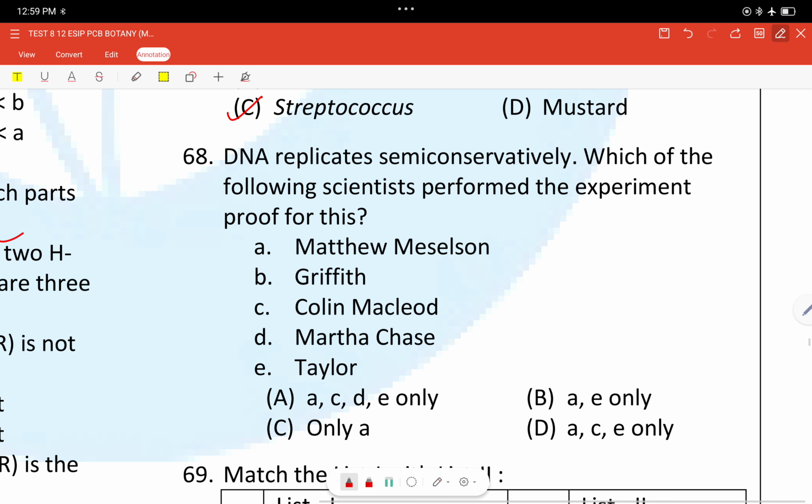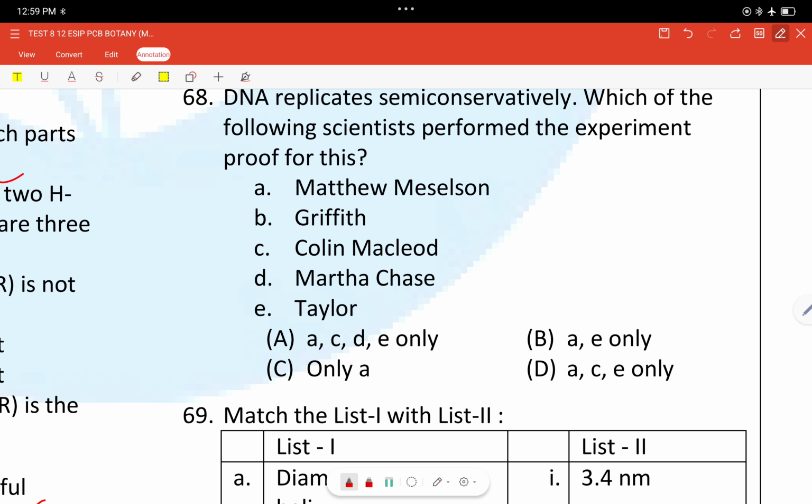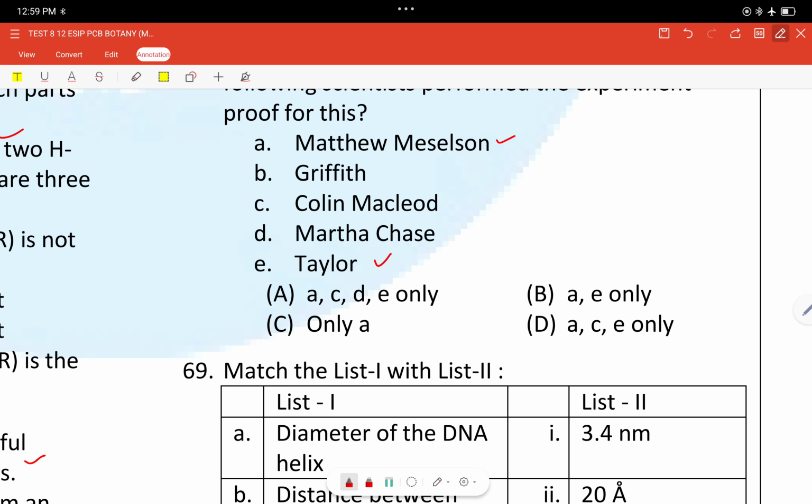DNA replicates semi-conservatively. Which of the following scientists performed the experimental proof for this? The answer is Meselson and Stahl in prokaryotes and Taylor in eukaryotes. So both are correct.